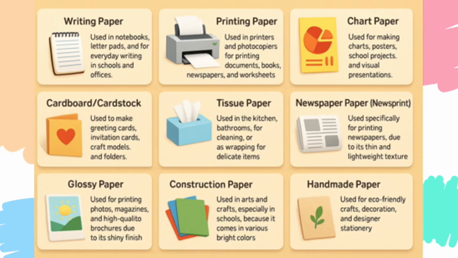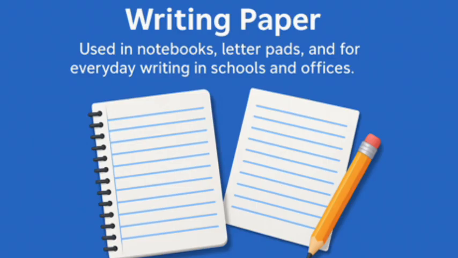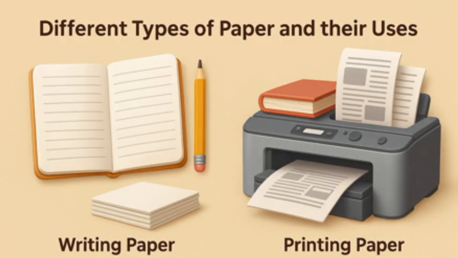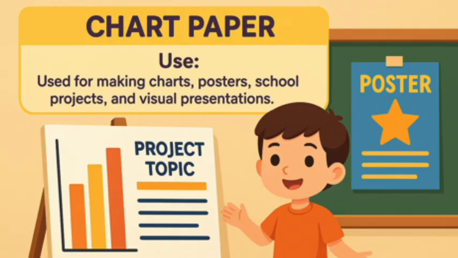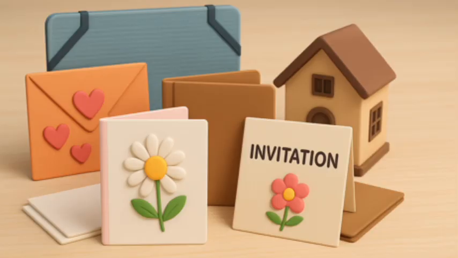Different types of paper and their uses. Writing paper, used in notebooks, letter pads, and for everyday writing in schools and offices. Printing paper, used in printers and photocopiers for printing documents, books, newspapers, and worksheets. Chart paper, used for making charts, posters, school projects, and visual presentations. Cardboard cardstock, used to make greeting cards, invitation cards, craft models, and folders.